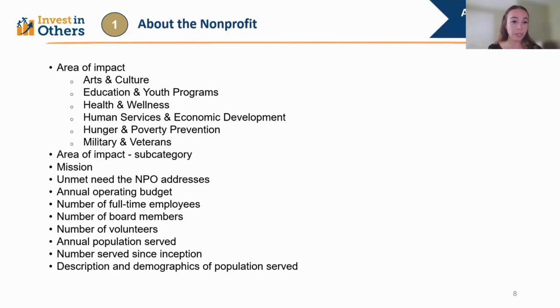We'll be looking for a description and some demographics of the population or populations which the nonprofit works to serve. Now, if your nonprofit doesn't track these types of metrics we're asking for, we recommend that the organization does its best to give us a good estimate.